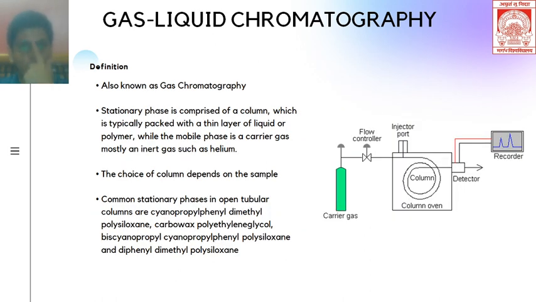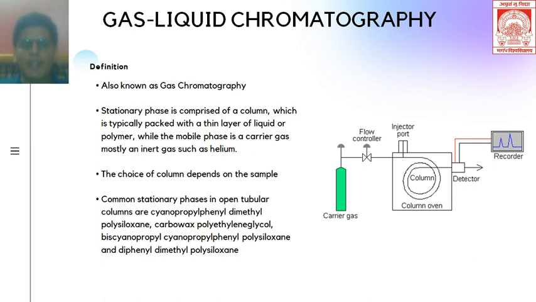The next chromatography is gas liquid chromatography. It is also referred to as gas chromatography. In this particular technique, gas is used as a mobile phase, and most of the time it is helium, which is an inert gas. The stationary phase is comprised of a column. As you can see on the right hand side, the column is placed in a column oven, which is typically packed with a thin layer of liquid or a polymer.